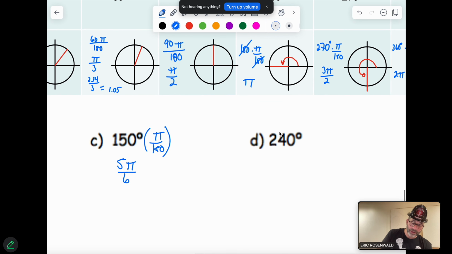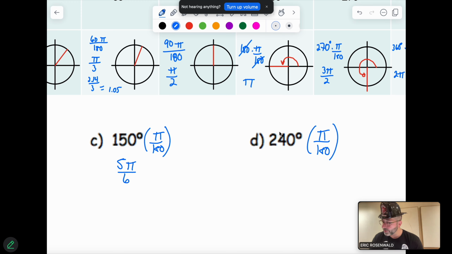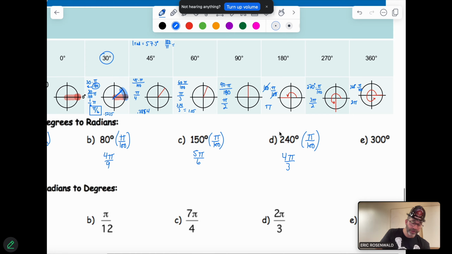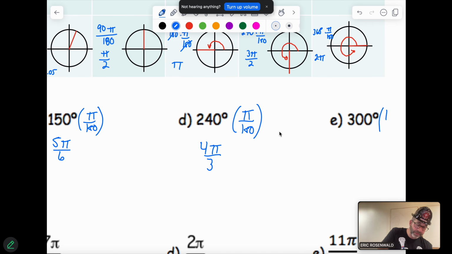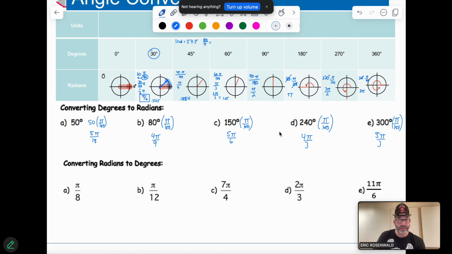Okay, and then 240 times pi over 180. That should be reduced to, again, I should know this, 4 pi over 3. Okay, and that's it. Oh, 300, sorry. 300, we're going to multiply that by pi over 180. Okay, and again, 300 over 180, that should be 5 pi over 3. Okay. All right, so that completes the degrees to radians.